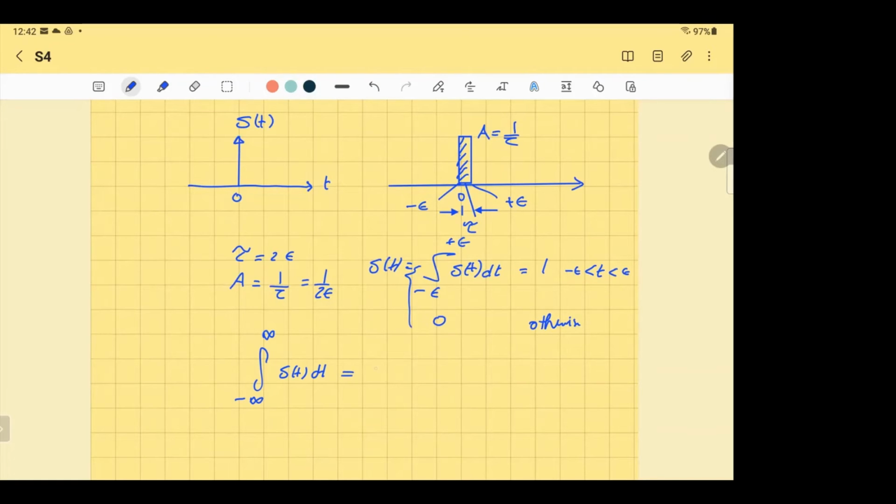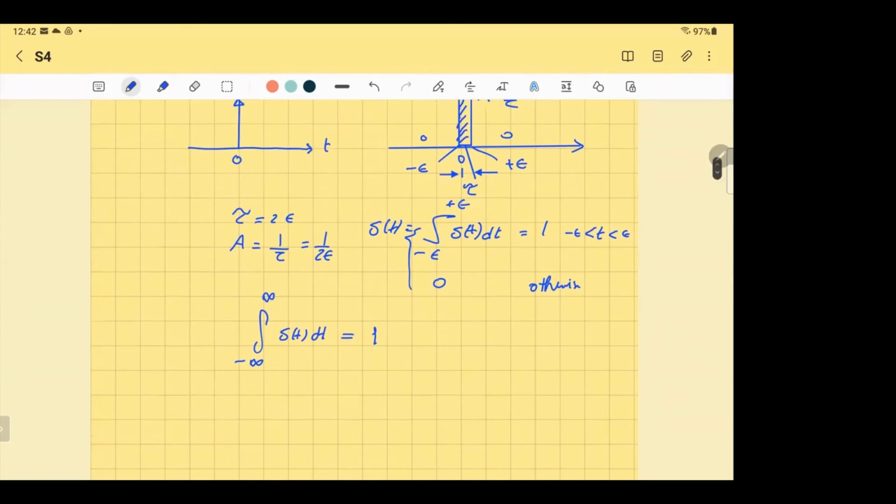One, exactly. Because if you take the integration from negative infinity to infinity, from negative infinity up to negative epsilon, it is 0. And from positive epsilon to infinity, it is 0. Only the integration from negative epsilon to positive epsilon counts. So if you integrate it from negative infinity to infinity, still it's equal to 1. It was only defined over this small interval. So that's the first thing. The integration of it is equal to 1.